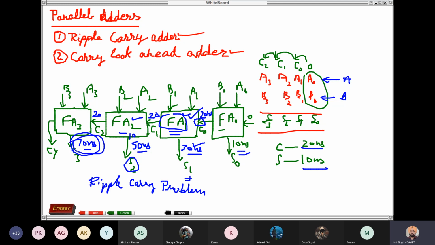Okay, and this time increases as we increase the number of full adders, or as we increase the number of bits in the numbers. Okay, so this is a problem with this ripple carry adder. It means the carry generated at any stage depends on the previous carries also. So the propagation delay increases as we increase the number of bits. Okay, clear?